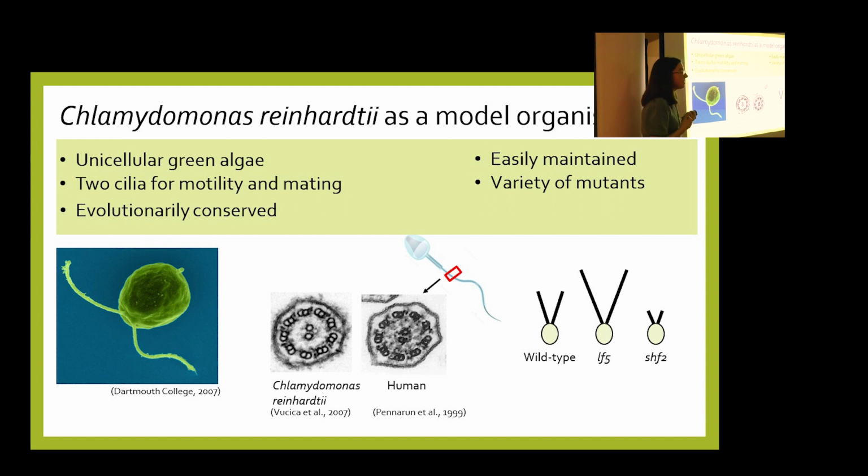Chlamydomonas is also very easily maintained in the lab, and we have a wide variety of mutants that we can experiment with. And wild type is just a cell type that essentially is healthy and has no mutations. And I will be using this throughout my talk to refer to cells that have no mutations. And LF5, or long flagella 5, and SHF2, or short flagella 2, are 2 ciliary length mutants that, as you can see, LF5 has really, really long cilia, and SHF2 has really, really short cilia. And so we can use mutants like LF5 and SHF2 to study things like ciliary length control.